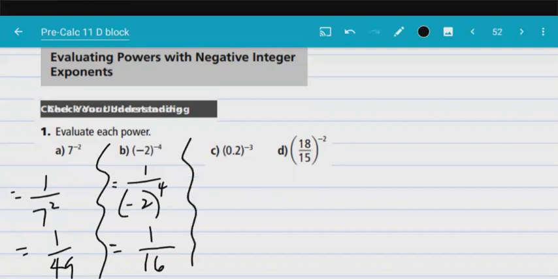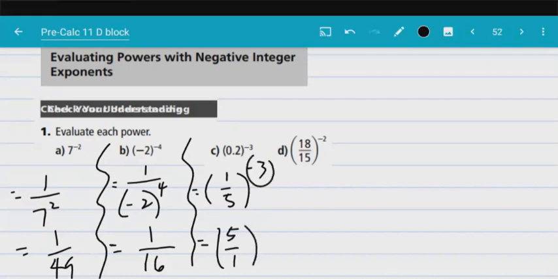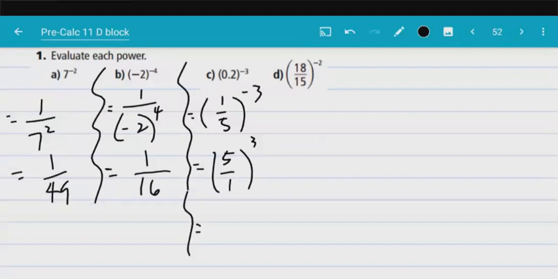Negative 0.2 to the negative 3. Well, there's different ways to do this, but what I would do here is turn the 0.2 into a fraction, which makes it easier. Why? If you do this, then you just use what we saw in the previous screen, wherein if you have a fraction and you have a negative exponent, you flip it over, right? So it now becomes 5 over 1. And then you can turn this exponent now into positive, which makes it 125 over 1 or 125 only.